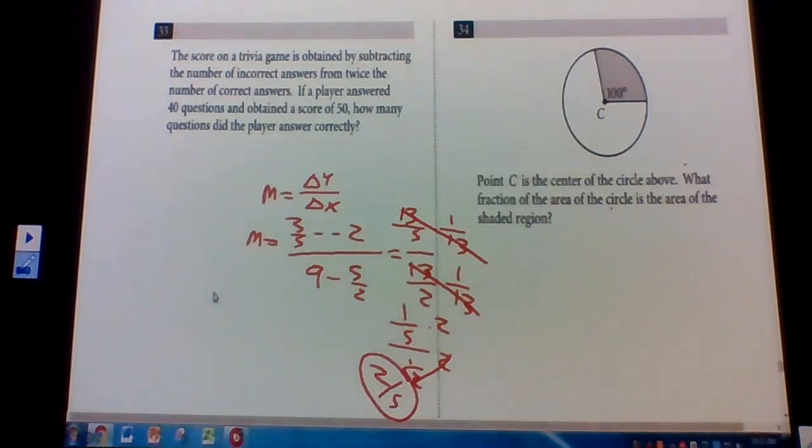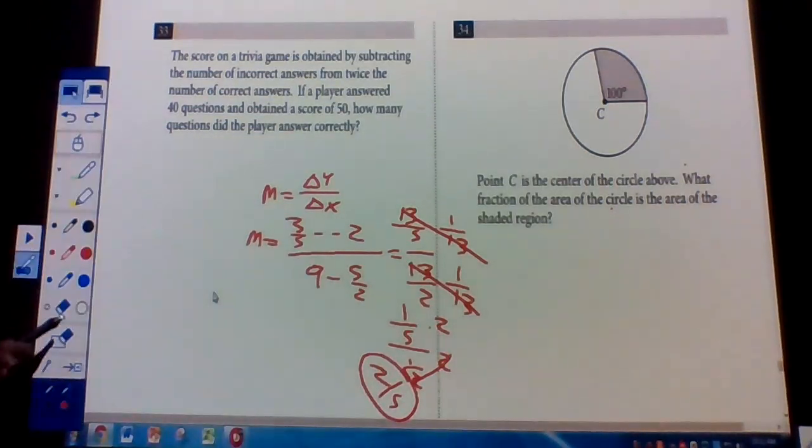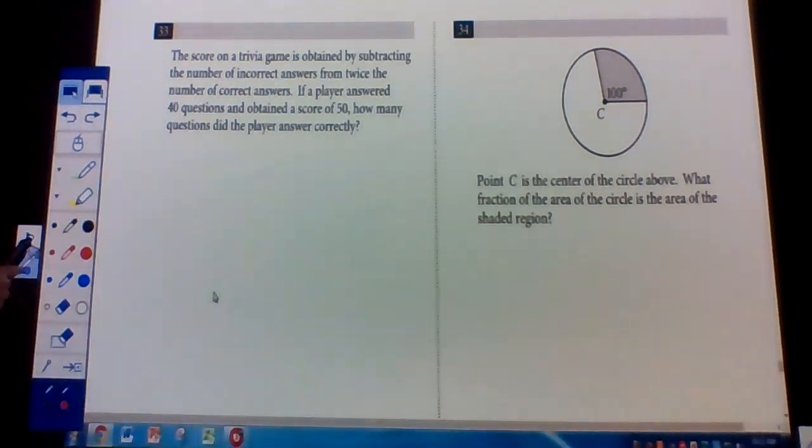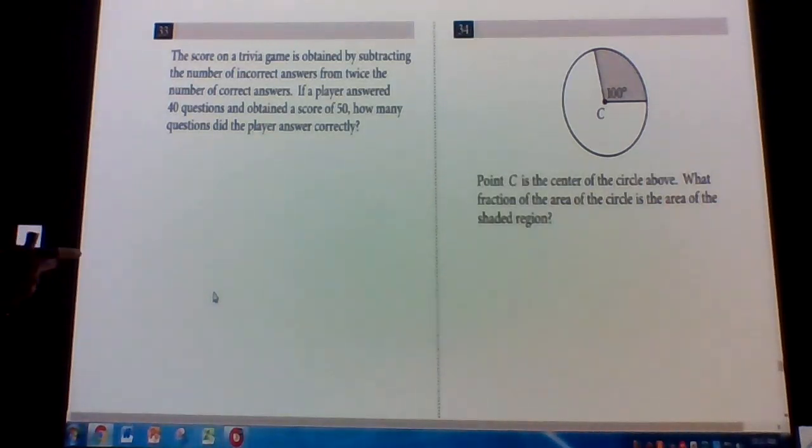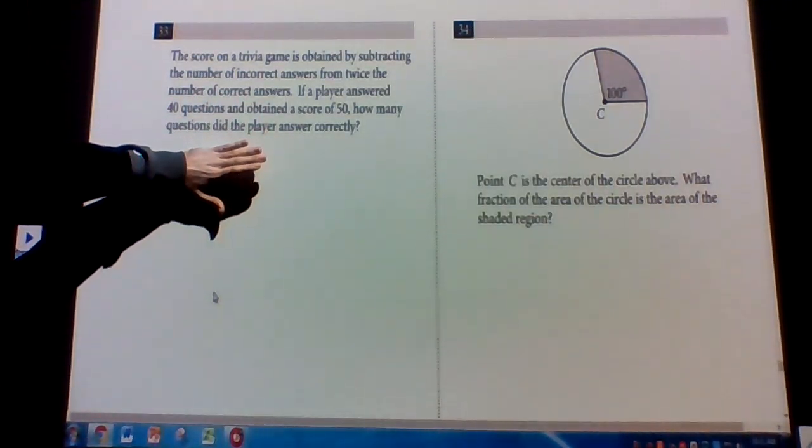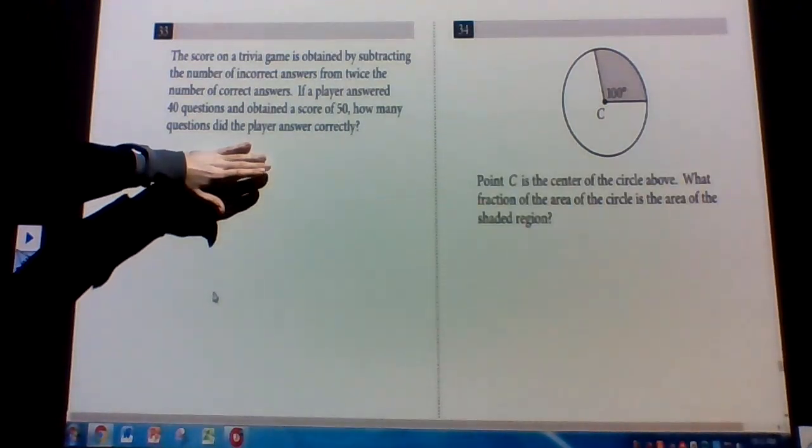Okay, the score on a trivia game is obtained by subtracting the number of incorrect answers from twice the number of correct answers. The player has answered 40 questions and obtained a score of 50. How many questions did the player answer correctly?